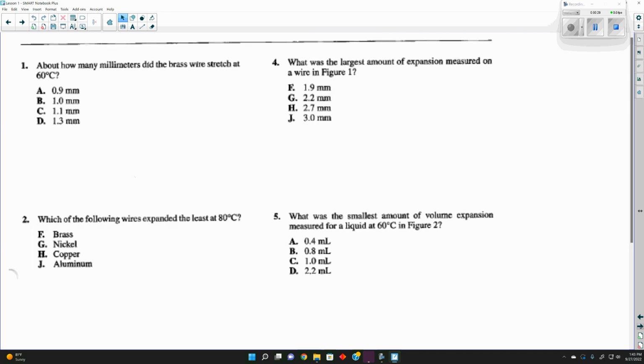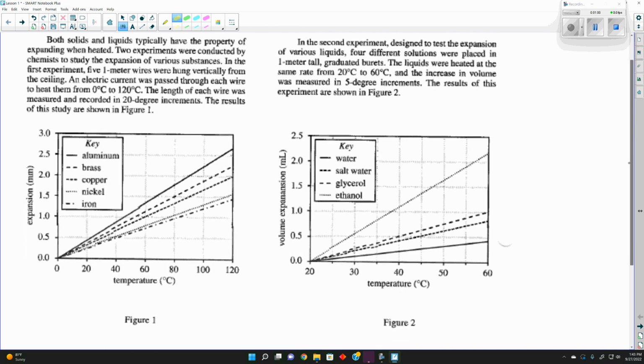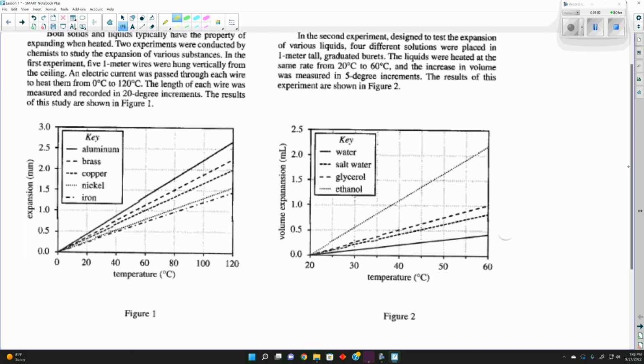But if we look at the first question here, about how many milliliters did the brass wire stretch at 60 degrees Celsius? Our key terms we're looking for are brass wire. What else are we looking at? What other key terms do we have? 60 degrees Celsius. Anything else? Millimeters. So these three terms are what we're looking for. If we look back at the charts and graphs, which one of these is dealing with the brass wire? The left one. Okay, so that's one piece of information.